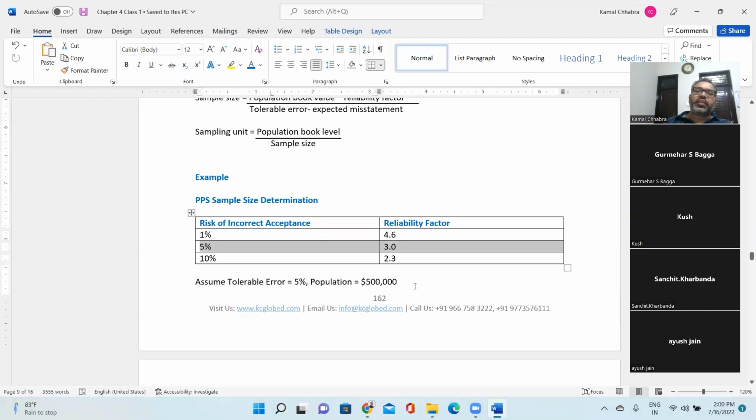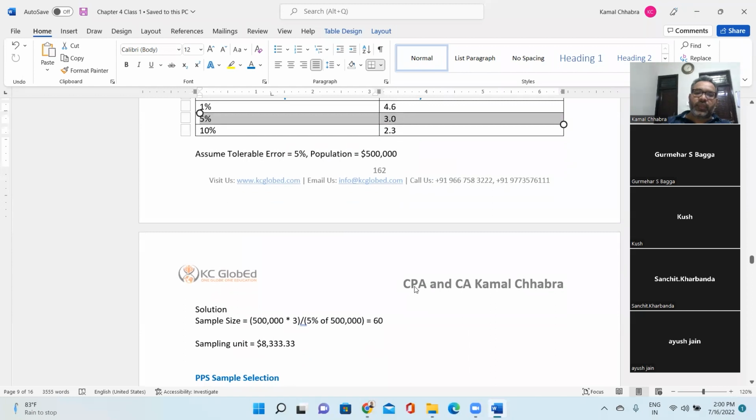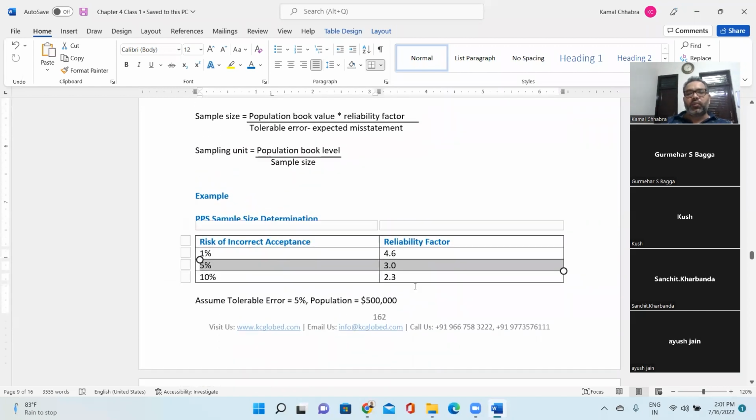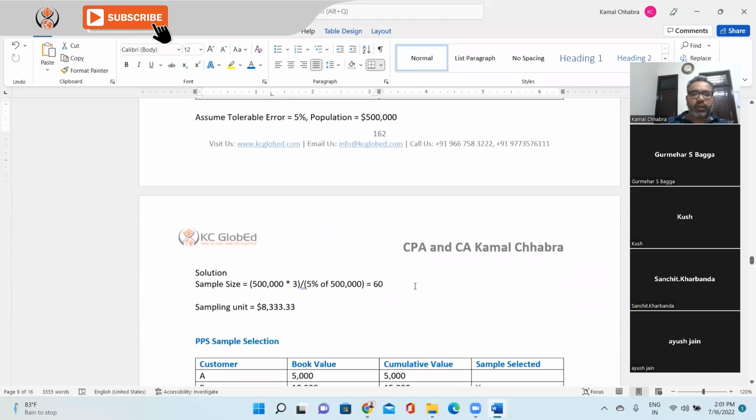And the total population they have given you is 500,000, and the call of the question is to calculate the sample size. How do you calculate the sample size? What is the formula? Population book value. How much is that? 500,000. The reliability factor is 3, right? 500,000 multiplied by 3 is 1,500,000, divided by tolerable error. How much is the tolerable error? 5%, right? And expected misstatement is not given here.